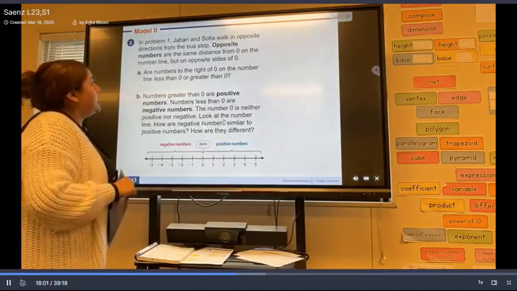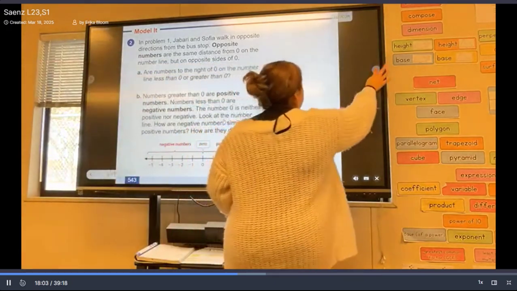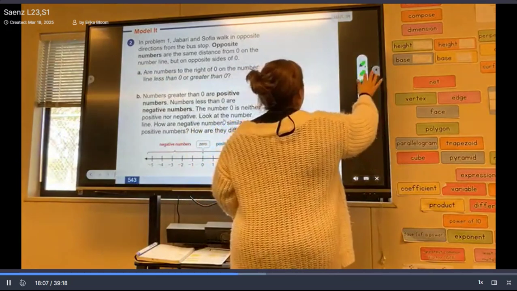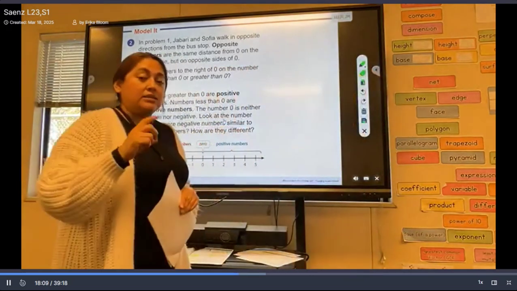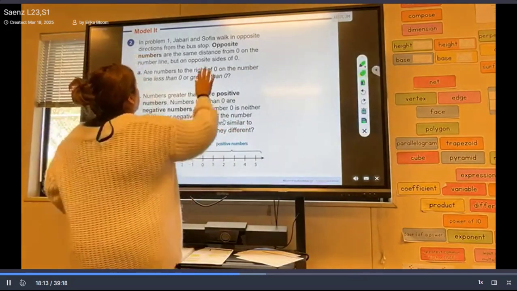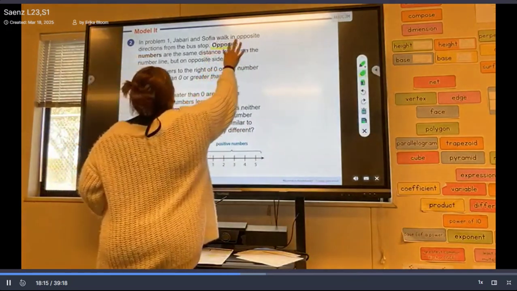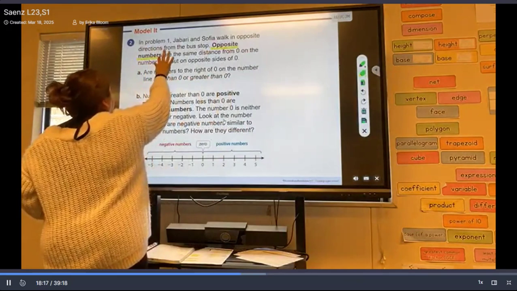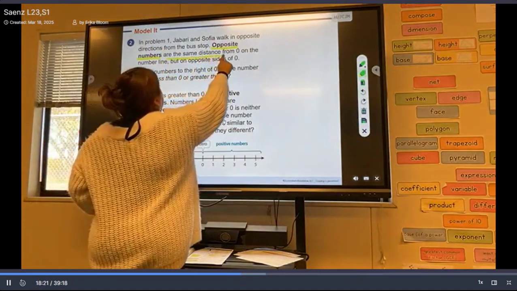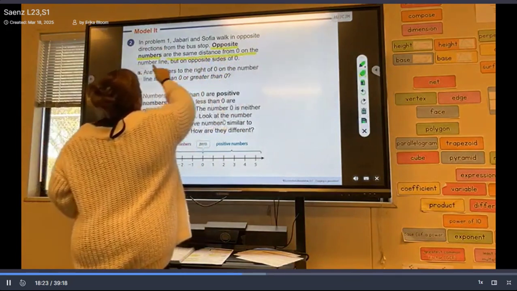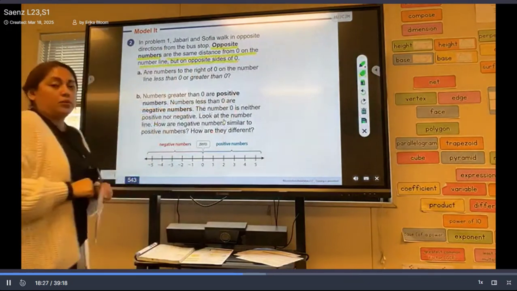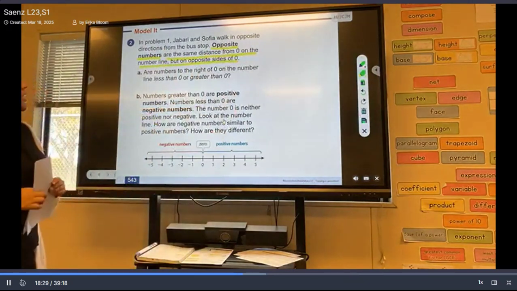So as you are reading, I would like you to underline the vocab word, and if there's a sentence that has a definition or you think it's a definition, I want you to do that. So right here we would highlight the word opposite numbers, which are numbers the same distance from 0 on the number line, but on the opposite side of 0. So you have your word, you have your definition.